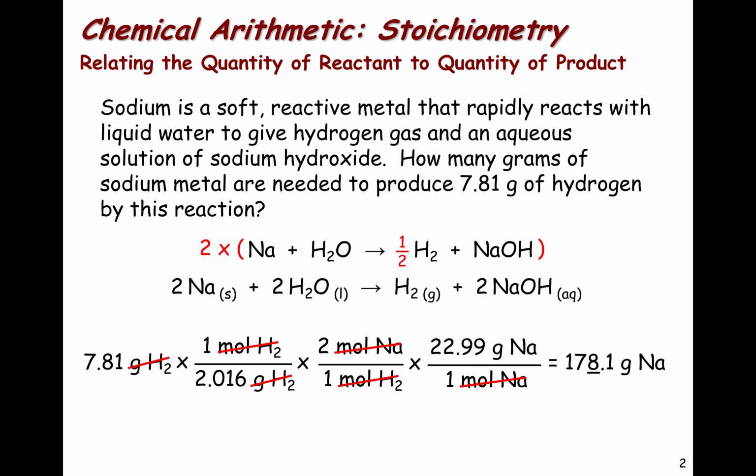gives 178.1 grams of sodium. We see there were 3 significant figures in 7.81, so our answer can only have 3 sig figs. We see that the first insignificant digit is a 1, so we are going to round down. That gives us a final answer of 178 grams.